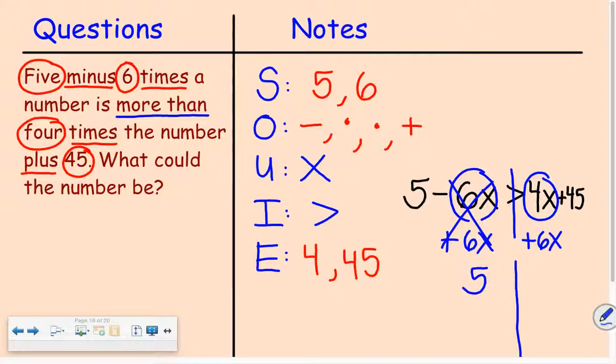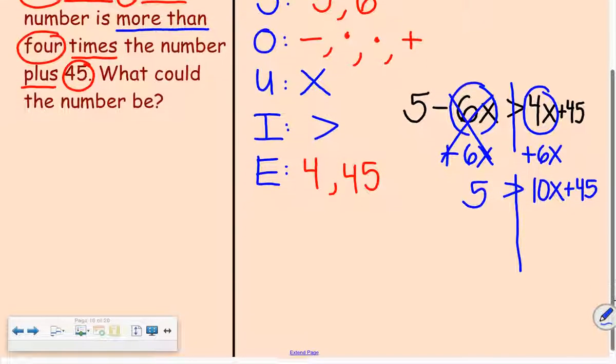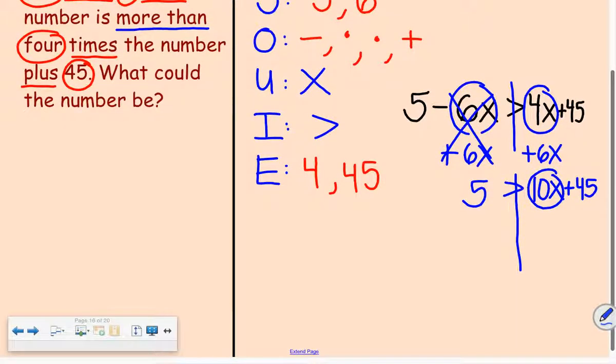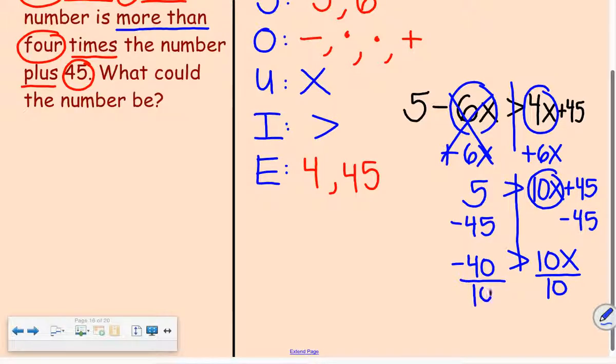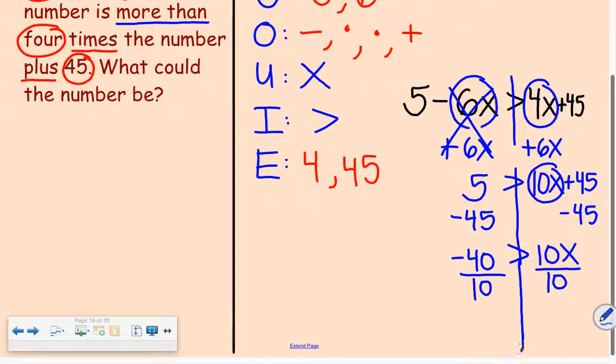So then we have 5 is greater than 10x plus 45. So now 10x is our variable, minus 45 on both sides. Then we have negative 40 is greater than 10x. Divide both sides by 10. Since we're dividing by a positive, we don't have to flip. x, negative 4, and then we rewrite it. So x is less than negative 4.